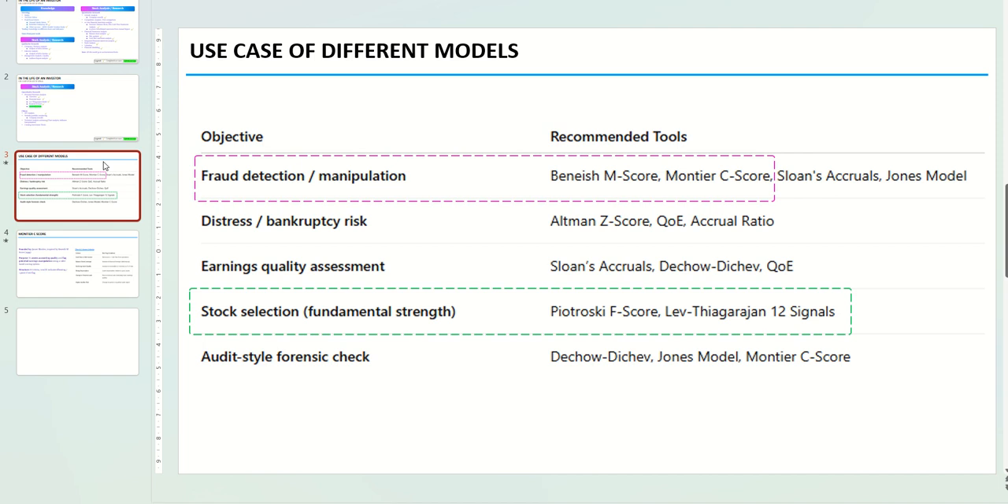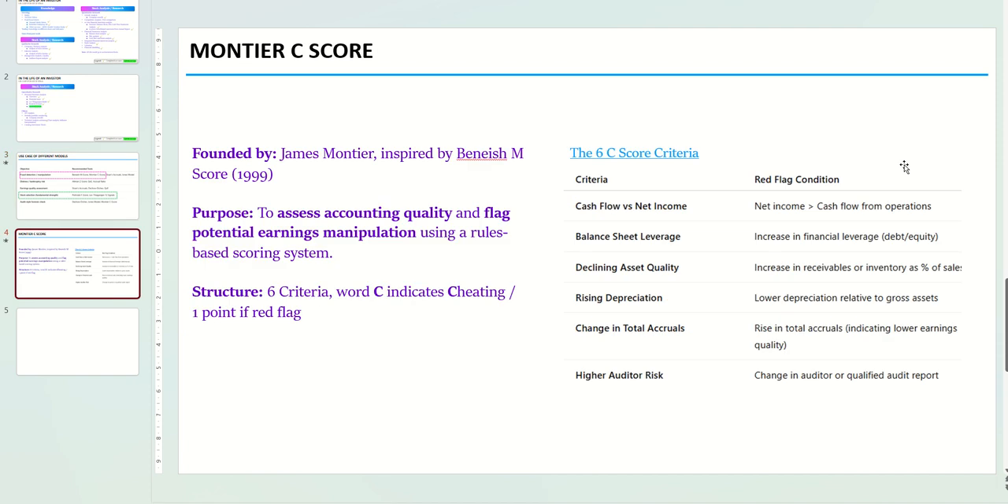So that is among the tools. That tool is used for identifying fraud and manipulation. So for fraud and manipulation, there are four tools. Venetian score we saw in the previous video. Then comes Montier C-Score, which you'll be seeing in this video. And before we move into the prompting, let me just give an overview of this model.